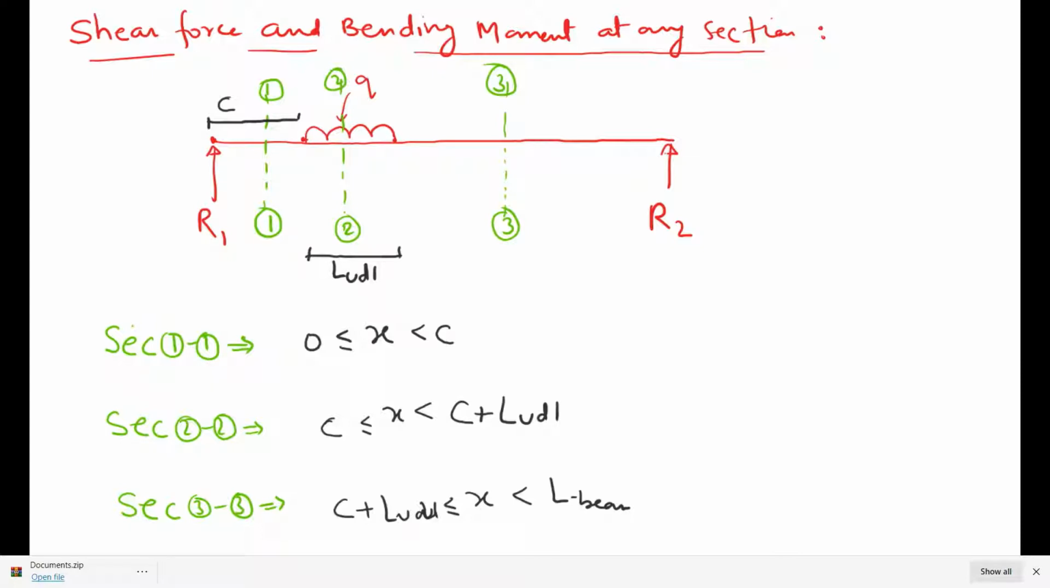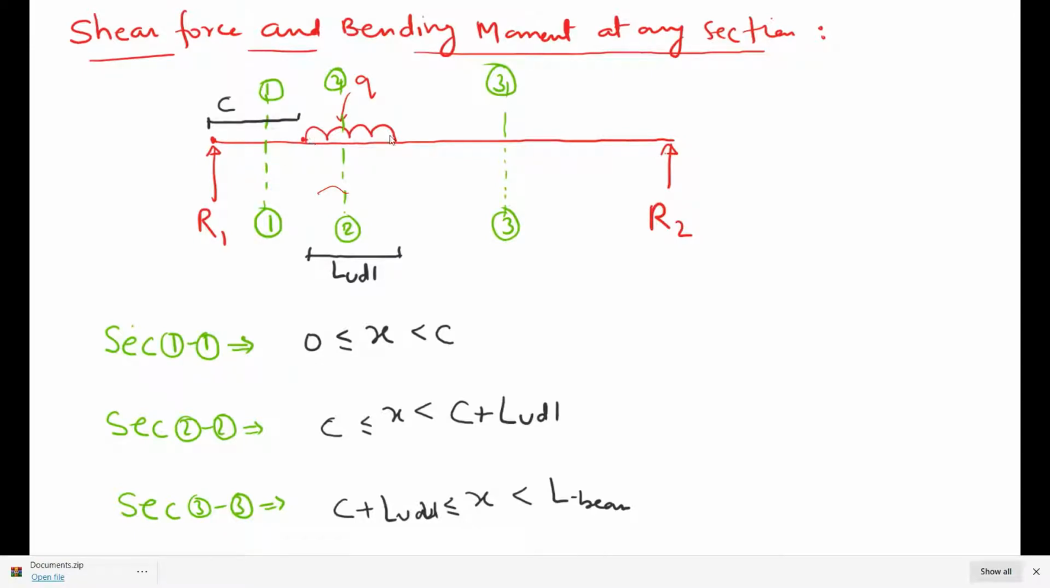So we will see here how the shear force and bending moment are distributed. At least 3 sections have to be chosen, because we have just seen the UDL is acting over a distance C. So between this span 0 to C, a section must be chosen here, 1-1.